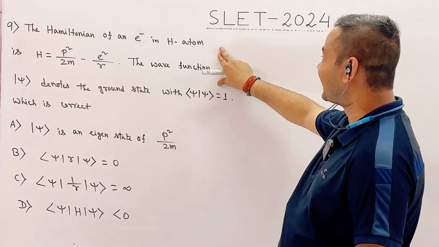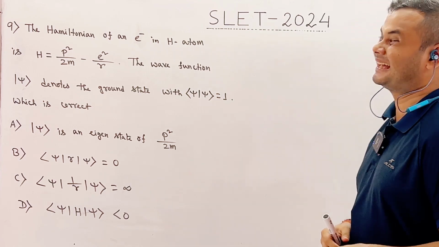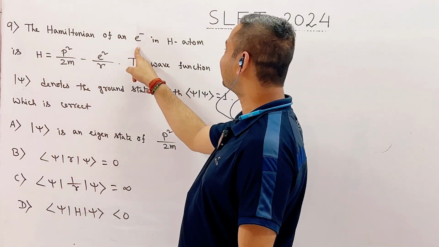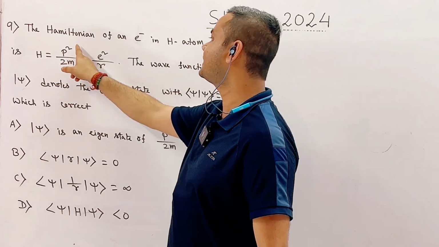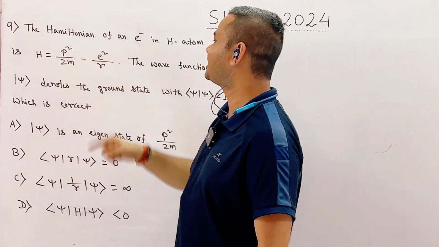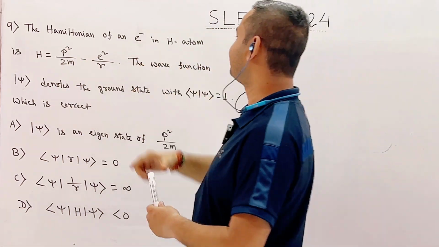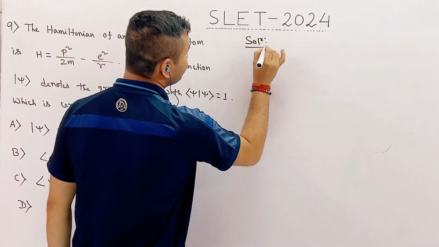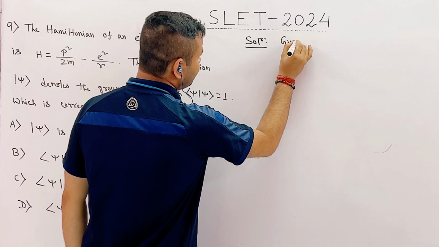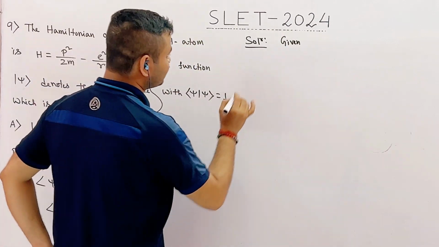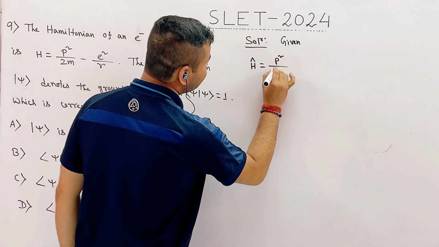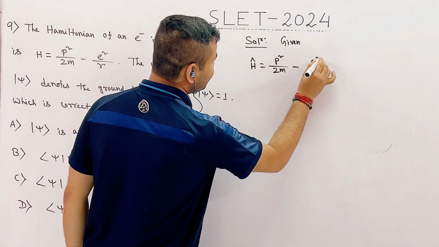This problem number 9 is also asked from quantum mechanics topic, and according to this problem, the Hamiltonian of an electron in hydrogen atom is given by p square divided by twice m minus e square divided by r. First, let me write this point. So, given the Hamiltonian of the electron in hydrogen atom is P square divided by twice m minus E square divided by r.